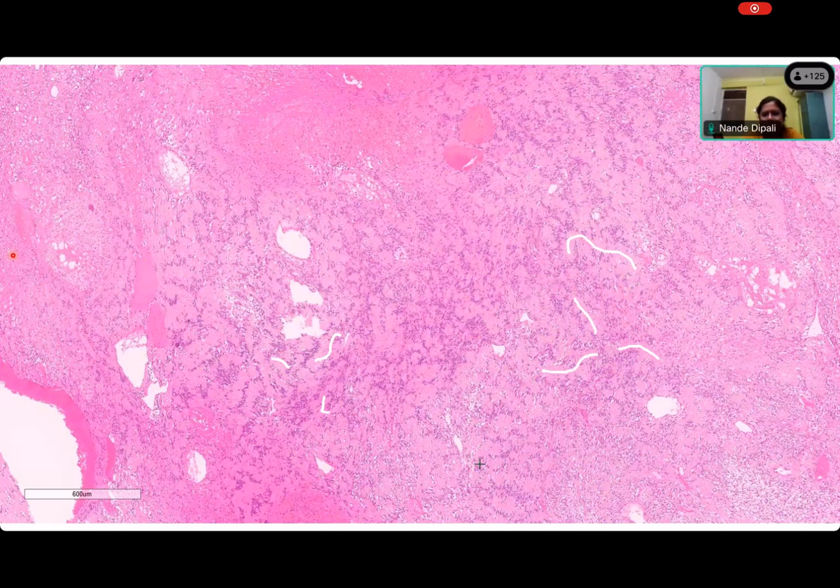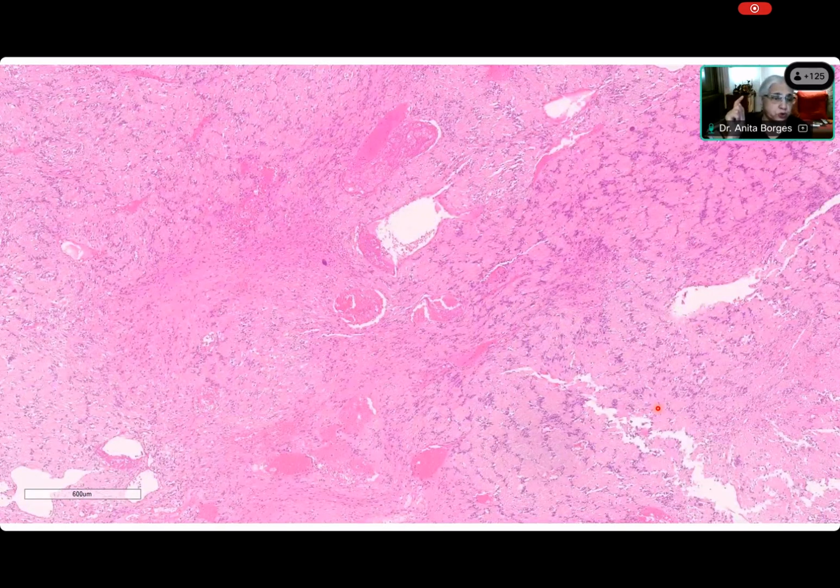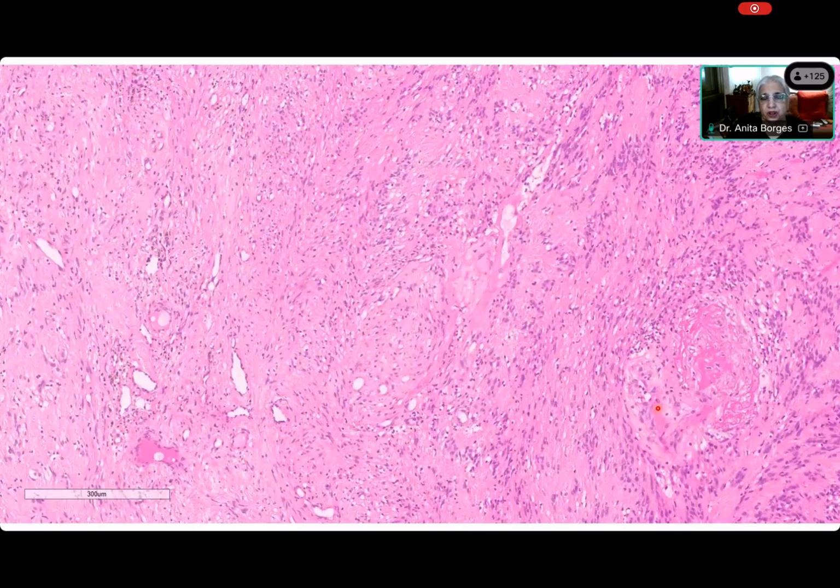These are the Verocay bodies. These are Verocay bodies. Well, they are collagen, yeah. You may call them Verocay bodies, or they're not specifically like Verocay bodies, but you may wish to call them that. But what I'm telling you is that Antoni B areas are loose. This is collagen and it is dense. That's what you have to understand. Okay, so this is what you thought, Saida, was an Antoni B area. It is not.